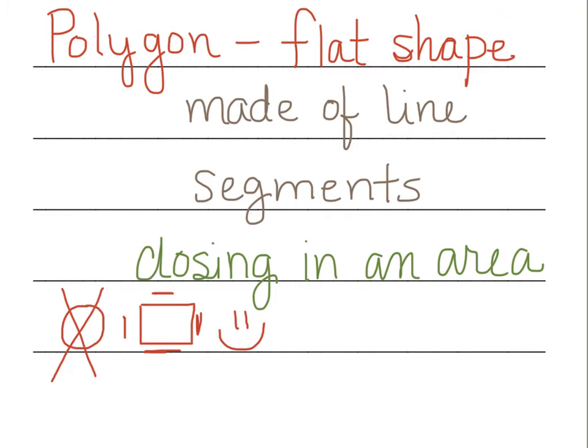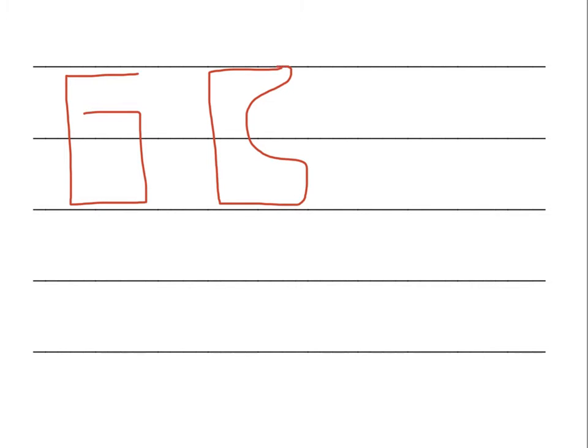So those three parts of the definition are important to remember for a polygon. And again, just to make sure we're all on the right page, this would not be considered a polygon. It's flat, and it is made of line segments, but it doesn't close in an area. How about this one? No, it is not, because it is made of some line segments, but these are not line segments when they are curved. It does close in the area.